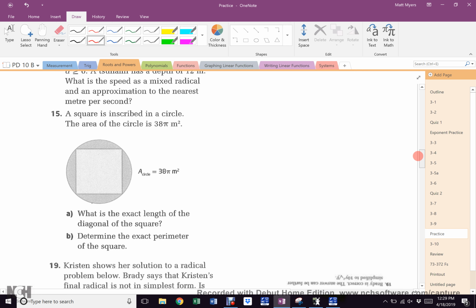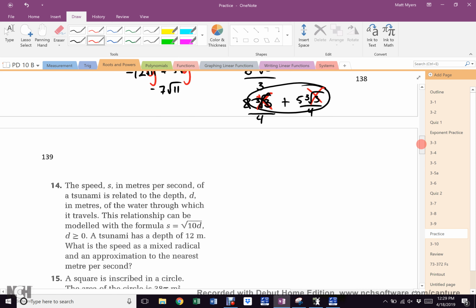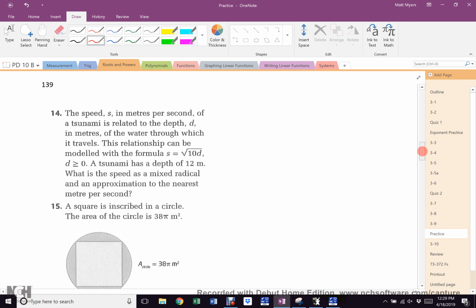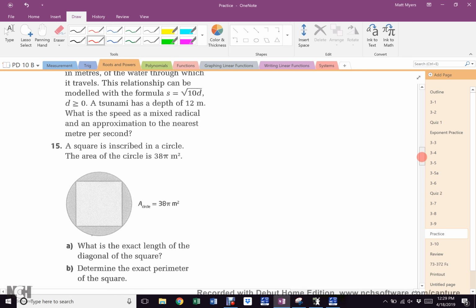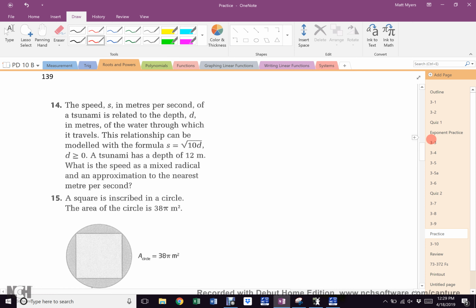And then, of course, word problems. You all stink at word problems. It's not your fault. It just is the way it is. Do I need to go over any of the word problems? 15? 14? All right, fine.